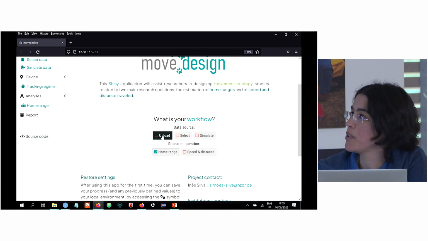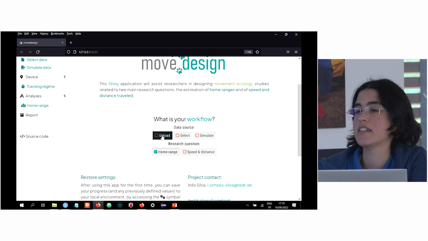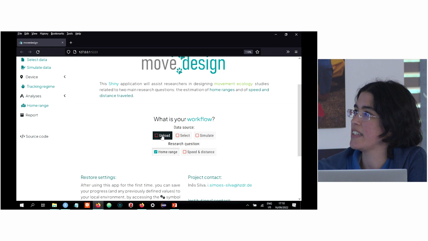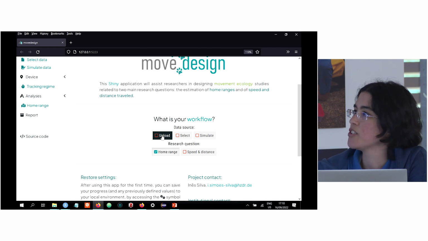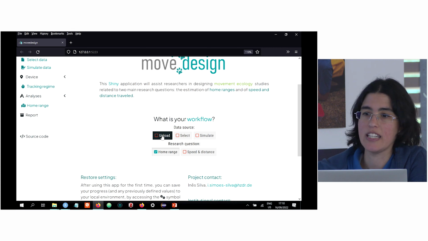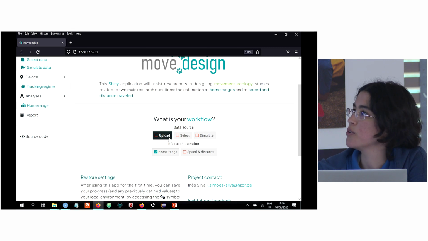You can upload your own data sets, in case you have a similar species that you're going to work with, or you have data for the study site that you're going to, and you can already use that to inform your next project. So basically, use information that's already been collected to get that decision making going.